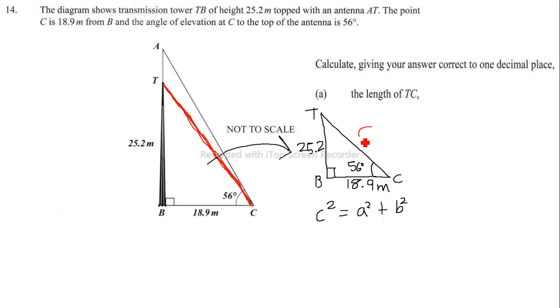So a is always the adjacent. That's going to be a here, the one below the 90 degrees. And then b is the opposite. It's the side that is opposite the given angle. So this is b. So c squared remains the same. We don't know what that is. Now, what is a? 18.9.